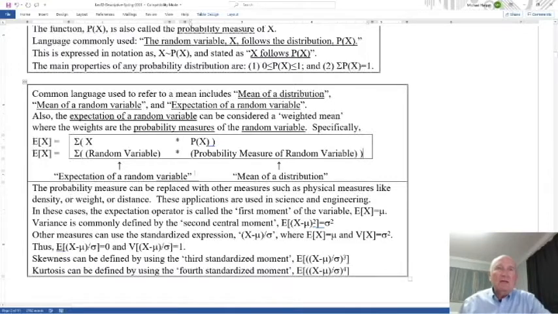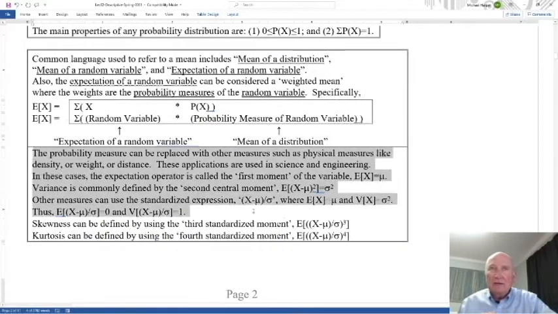So when we talk about the expectation of a random variable, that's the same as a mean, but we're focusing on the random variable part of the equation. When I talk about the mean of a distribution, I'm talking about the probability measure part of that equation. You can refer to different parts of the equation, but they all mean the same thing. Now let's go a little bit beyond this course, just to be complete. The probability measure can be replaced with other measures, such as physical measures like the density, the weight, or the distance.